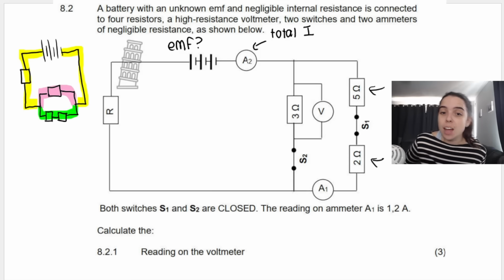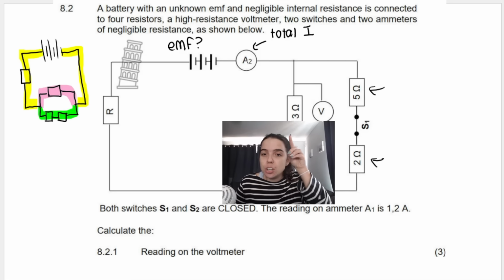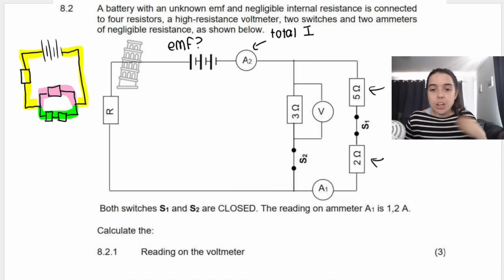The first question says, calculate the reading on the voltmeter. Now, the voltmeter is connected just across the 3 ohm resistor. So to calculate a reading on a voltmeter, we're looking for V.